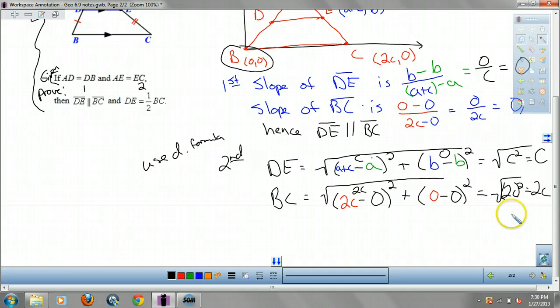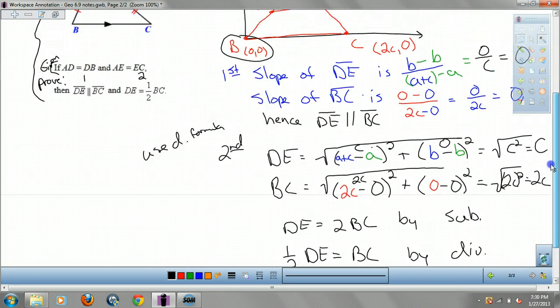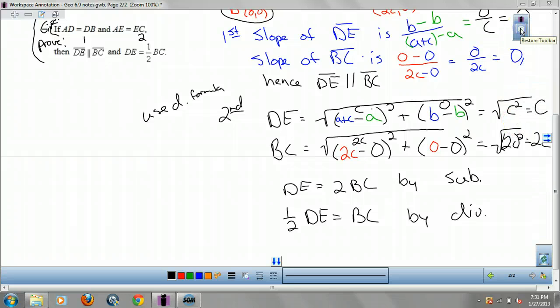Okay. So if DE equals C, BC equals 2C, and then BC equals 2 times DE, right? Substitution. And that means half of BC equals DE by the division property. Okay? This is nasty. But we did it. That's all there is to it. Enjoy.